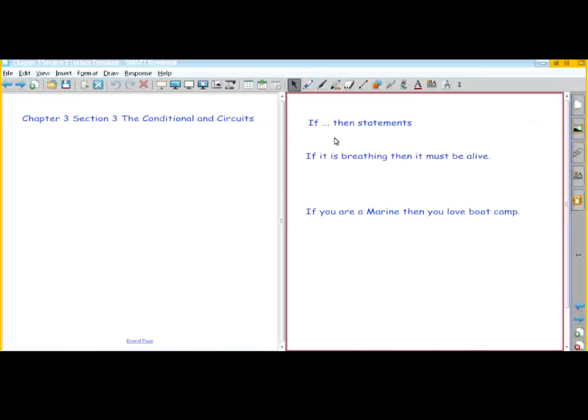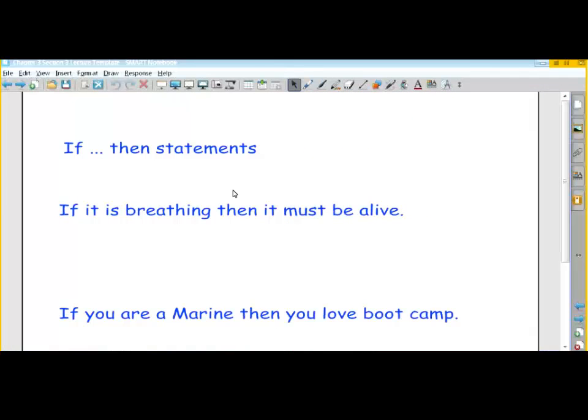So the next logic statement is the if-then statement. Here are two examples that are obviously if-then statements because they have an if and they have a then. The first example is: if it is breathing, then it must be alive. So we have two statements. We'll call the first statement P. Statement P would be it is breathing. And we have statement Q, which is it must be alive.